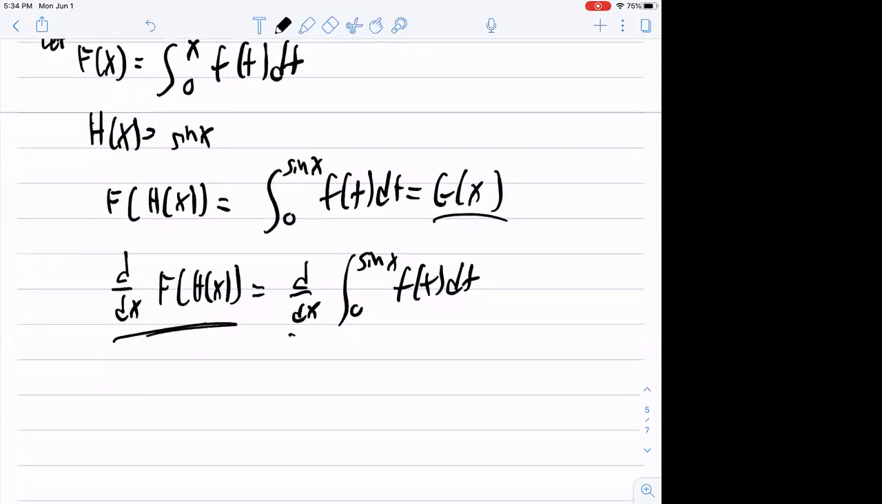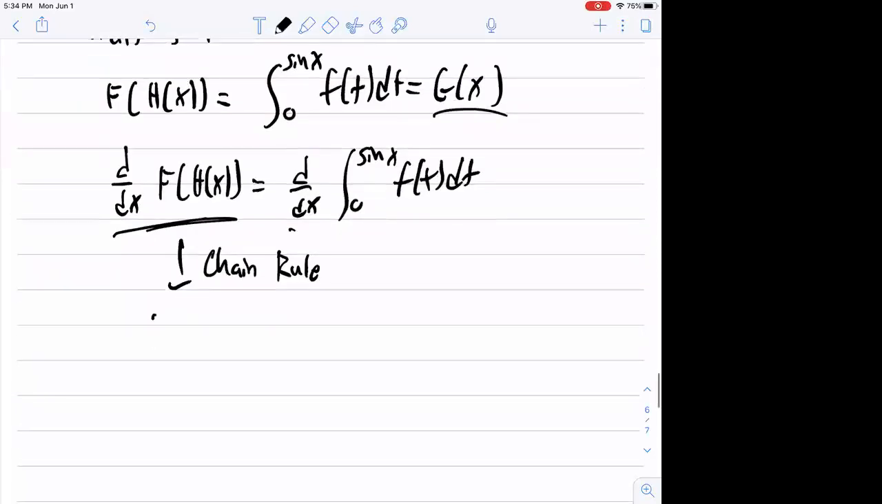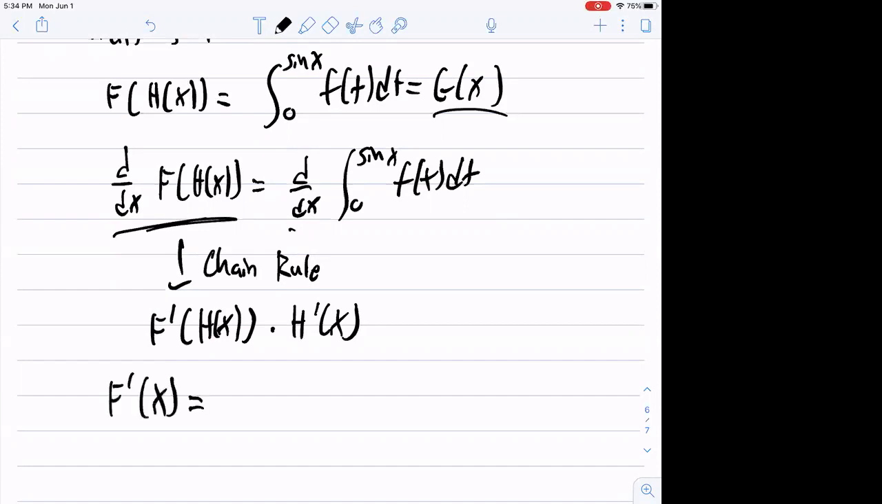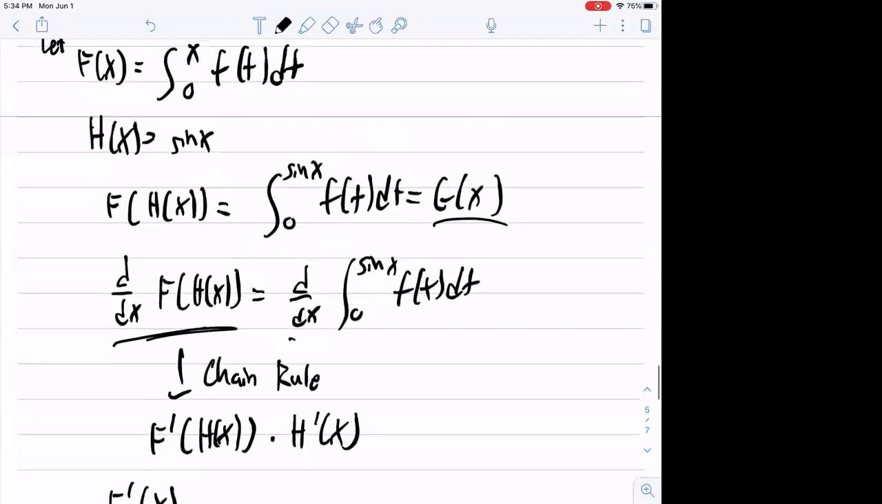But what does this tell me? This thing is just chain rule, right? Hopefully, I trust you all remember chain rule. It's this times h prime of x. So to find f prime of h of x, let's find f prime of x first. So what is f prime of x?